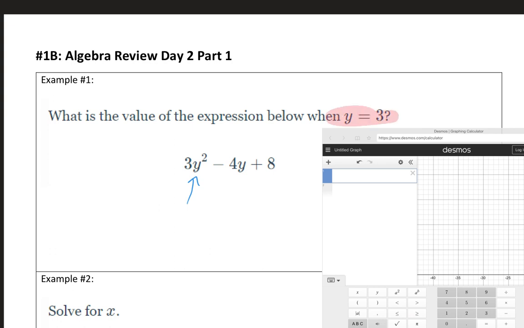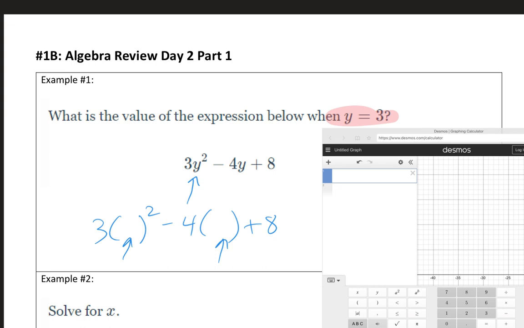Okay, so basically here's what we're going to type in. We're going to type in 3, and instead of the y, we're going to put a parentheses, right? Then we're going to square it. Minus 4, and then parentheses, and then plus 8. Okay, so then inside each of those, that's where we're going to put the 3. Okay, so let's go ahead and go over here to our Desmos, and let's go ahead and type that in.